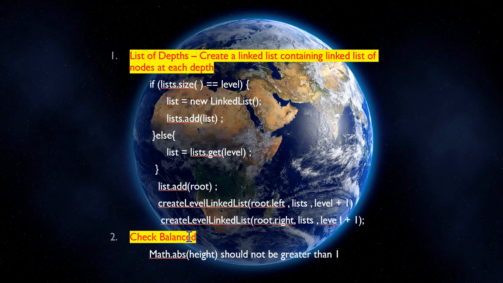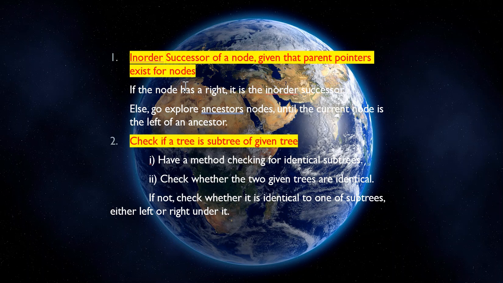For checking balanced height, you check whether the math.abs of height is not greater than 1. For in order successor, if there is a right, you return that right, otherwise you go up through the ancestors until you find the parent whose left is this particular node, and return that parent. To check whether a tree is a subtree of another tree, check for identical trees, and if not identical, check whether the given tree is identical to one of its subtrees. Those are some of the questions which I consider easy.